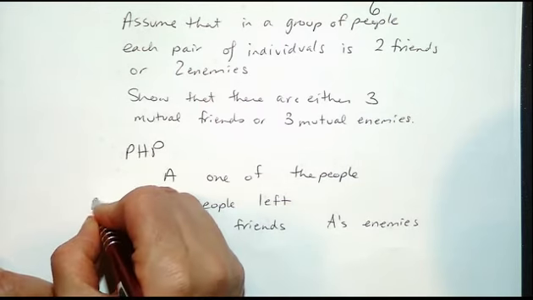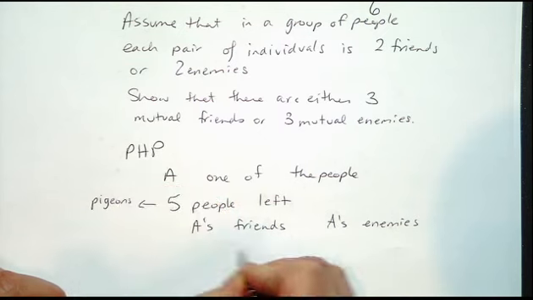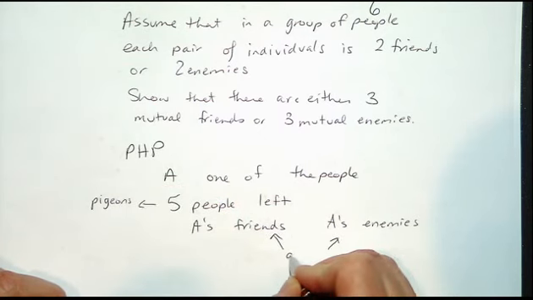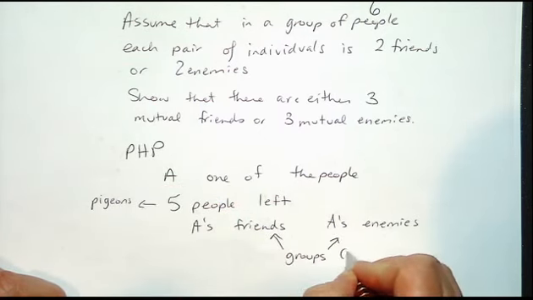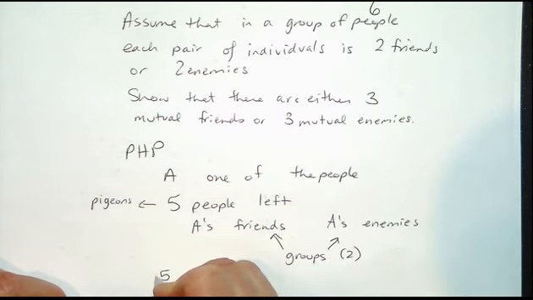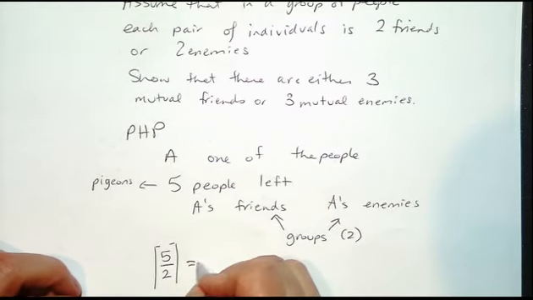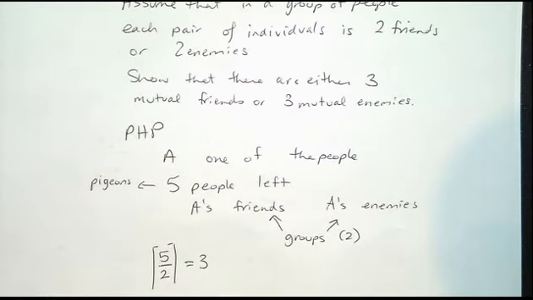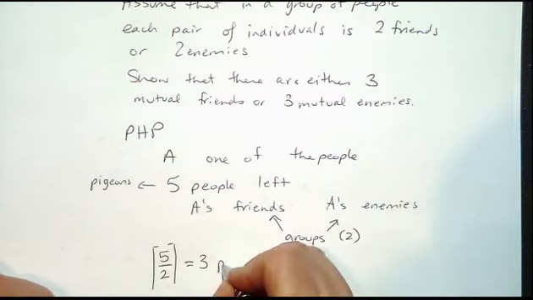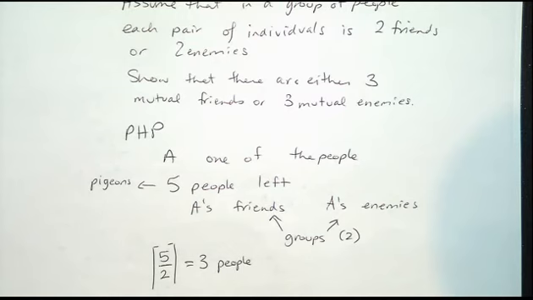that's going to be the pigeons. And these are the 2 groups. So there are 2 of them. So by the pigeonhole principle, if I divide those 5 people into 2 groups, there's a group that has 3 people in it, right? So A either has 3 friends or 3 enemies in the group that's left.